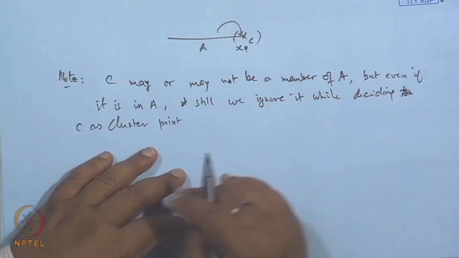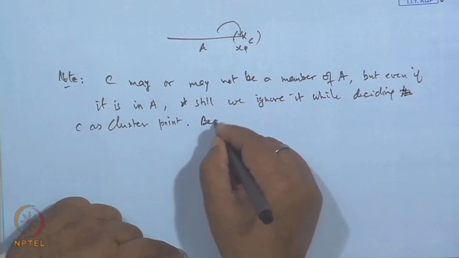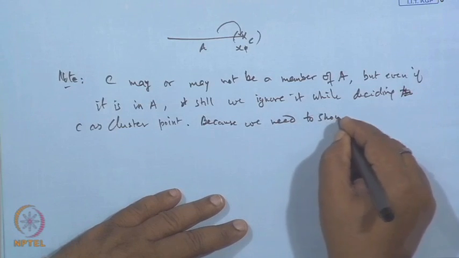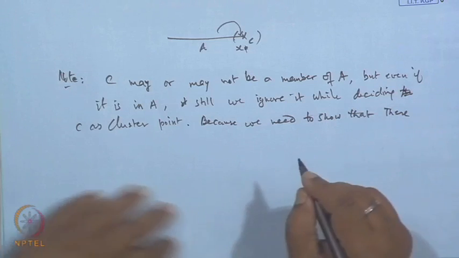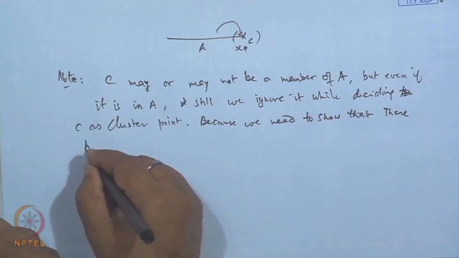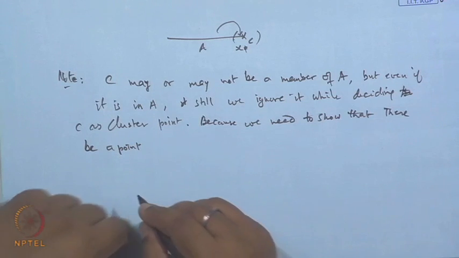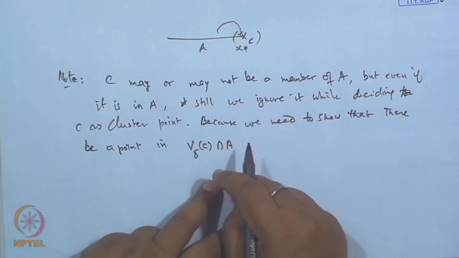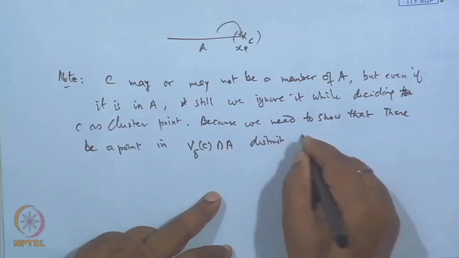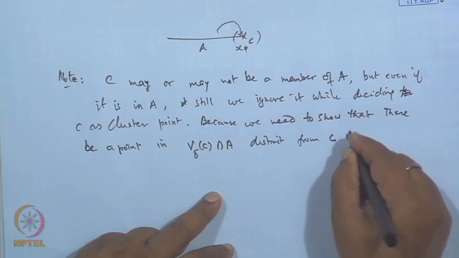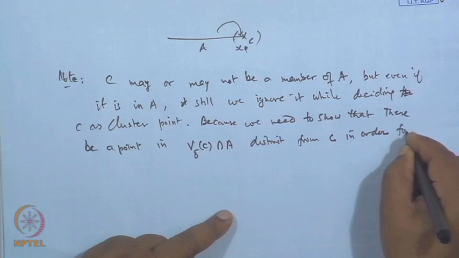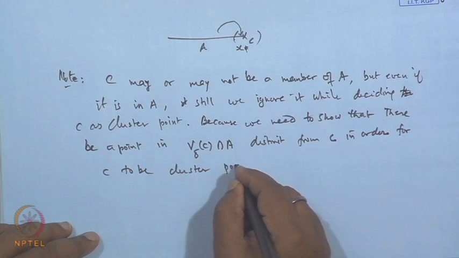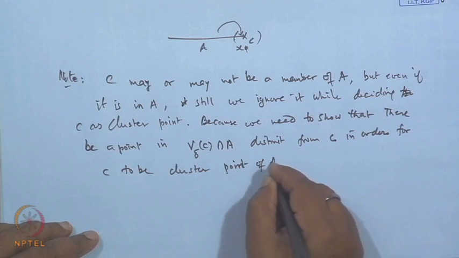What we require is that we need to show that there is a point in the delta neighborhood of C intersection A, distinct from C, in order for C to be a cluster point of A. That is the important part.